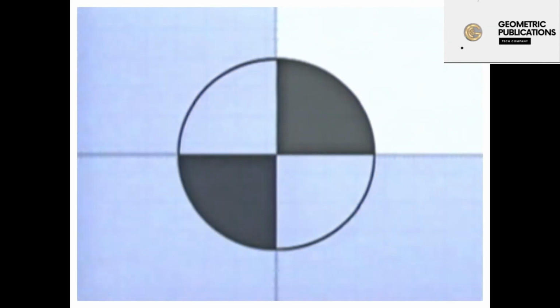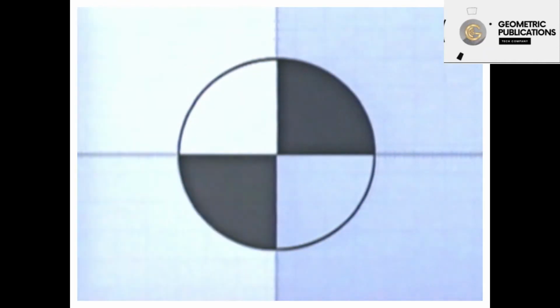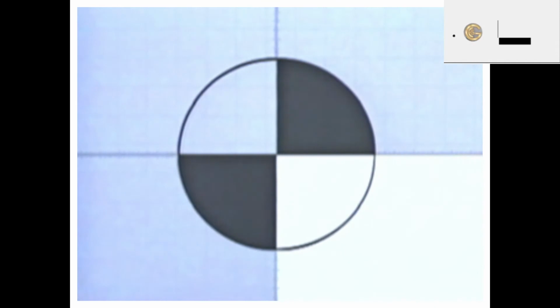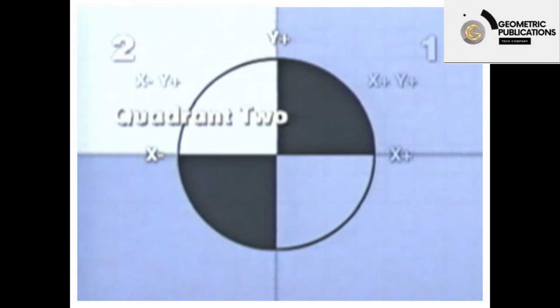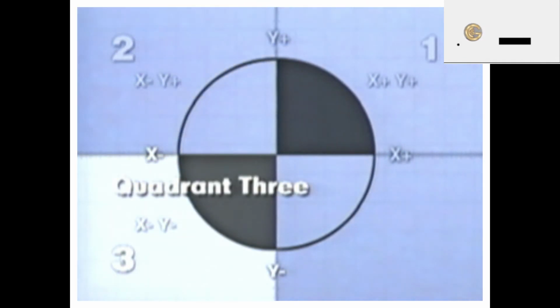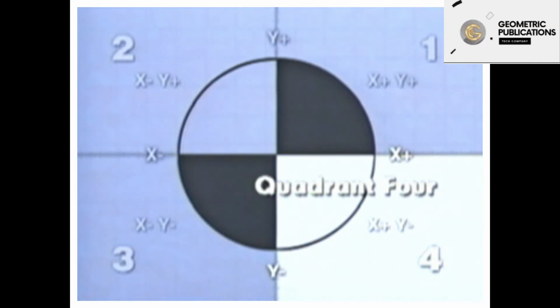The rectangular coordinate system is segmented into 4 quadrants to help establish a coordinate's polarity. Quadrant 1 represents the plus x and plus y coordinate position. Quadrant 2 represents the minus x and plus y coordinate position. Quadrant 3 represents the minus x and minus y coordinate position. And quadrant 4 represents the plus x and minus y coordinate position.